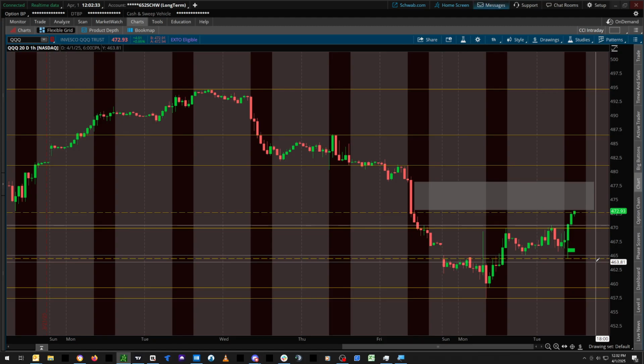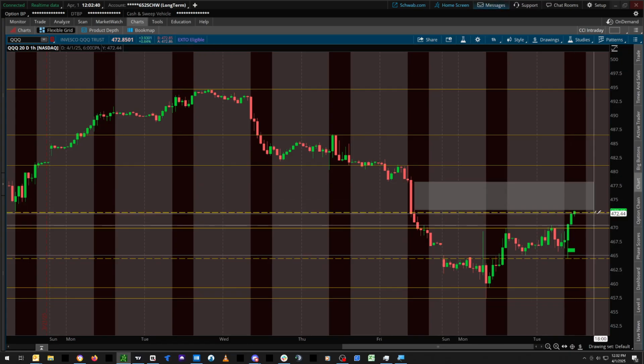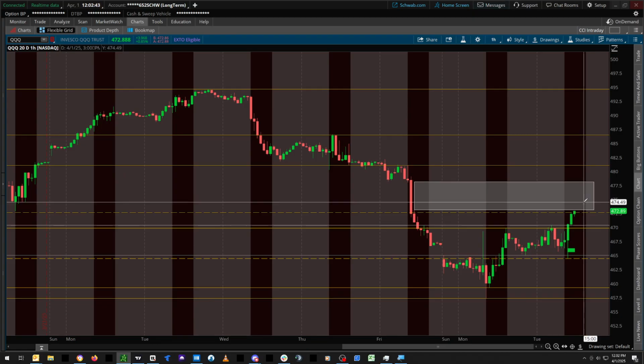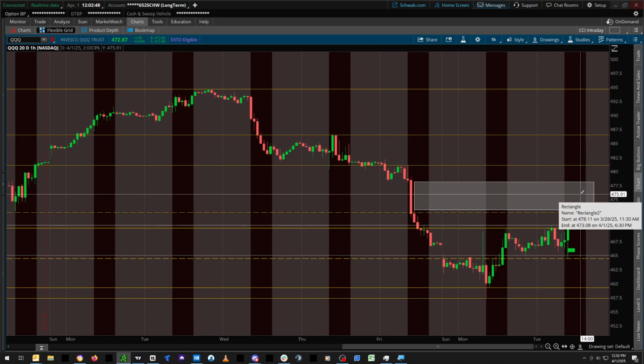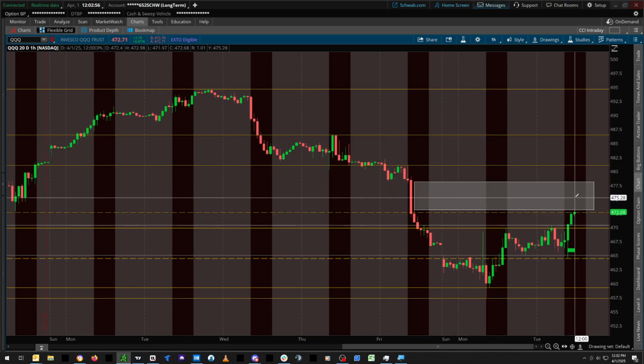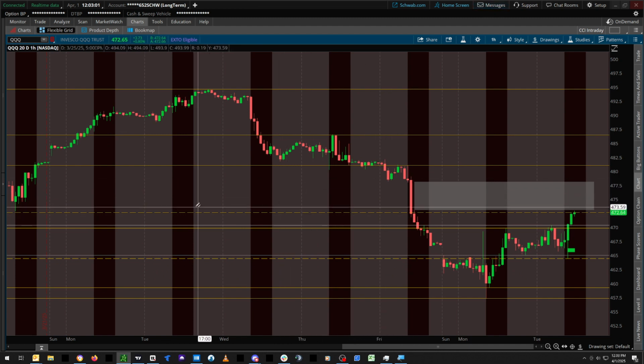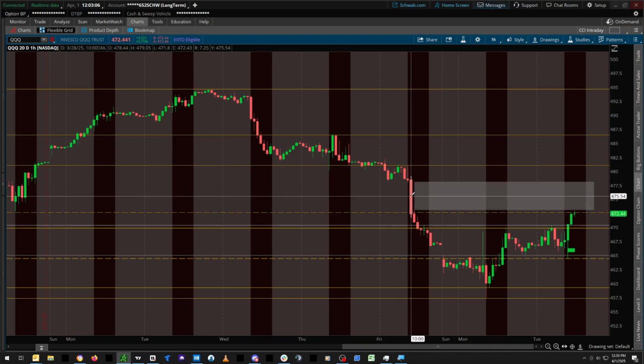The problem with the fair value gap, a lot of times on the hourly especially, look how big it is. 472 to 478, 473 to 478. That's $5 on the Qs. That's a lot. So you say, well, where would I possibly get into this? The other thing is that fair value gaps, as they get older, people lose interest in that trade, because you're not necessarily interested in a possible entry from 2 weeks ago.